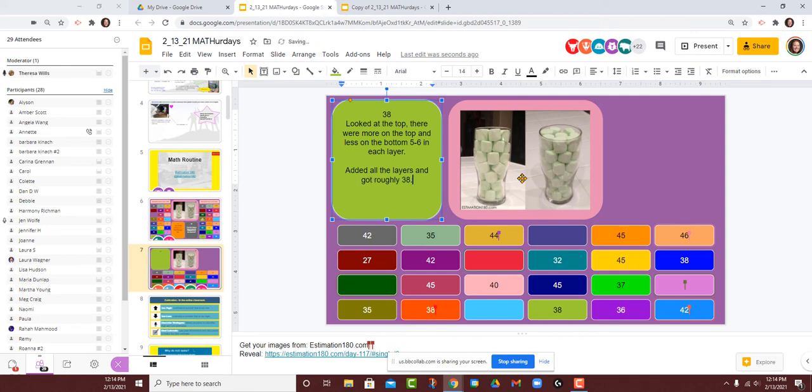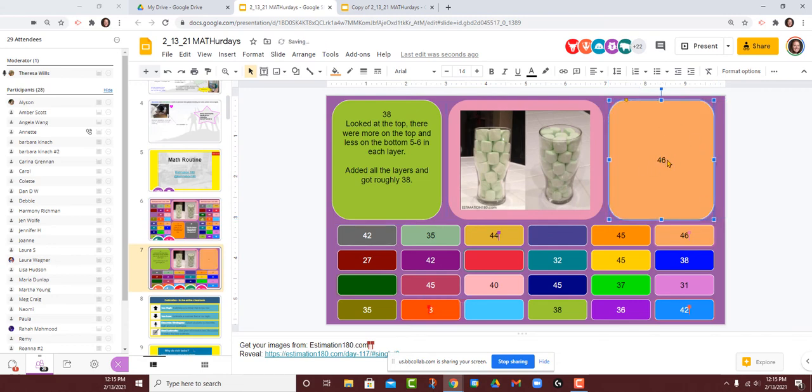Neat. I tried to gather most of your thoughts there. If anything on there isn't what you were thinking, feel free to edit it. You have that ability. Oh, and wonderful. Thank you. A little bit higher up, we've also got 46. If that was you in that kind of peach color, I invite you to turn on your mic and tell us why 46.